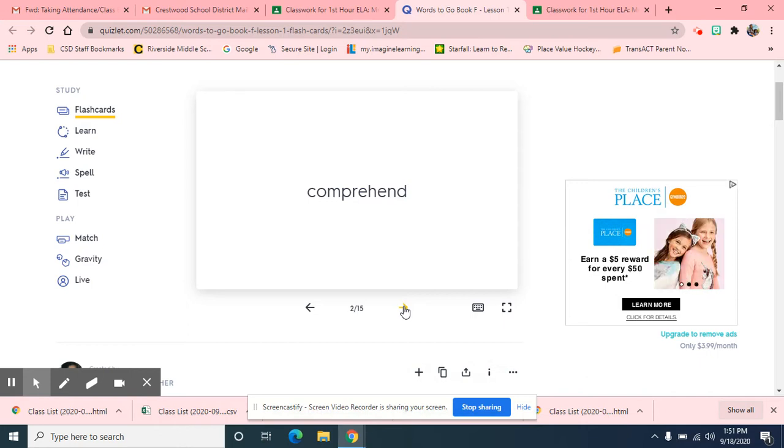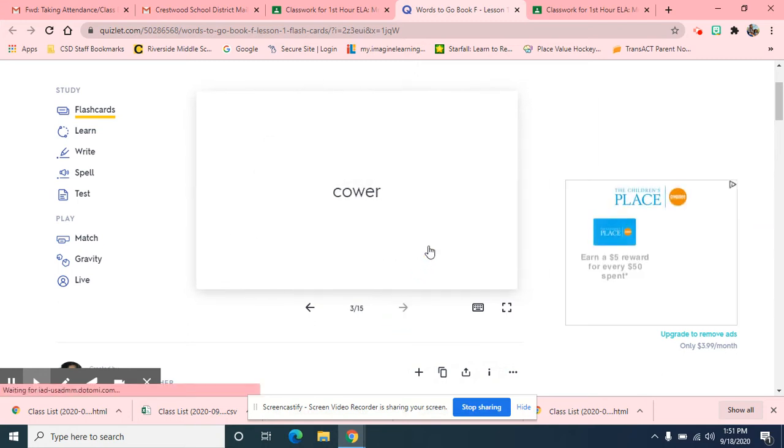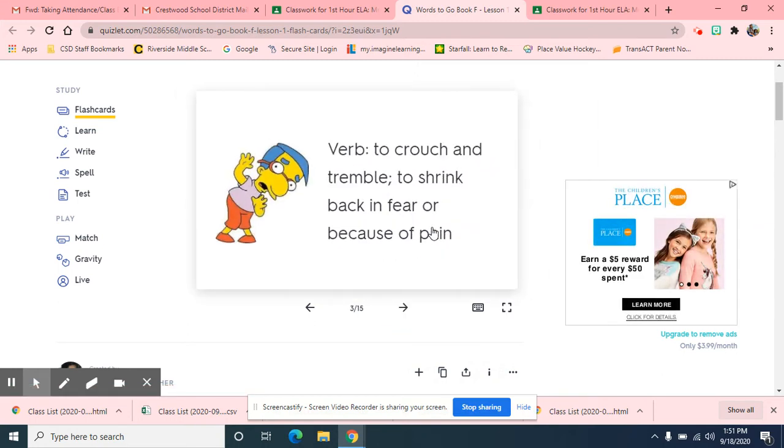Next word is comprehend. To comprehend is to understand, to fully understand, and that is a verb. Okay? I understand what my teacher is saying. I comprehend what my teacher is saying. The next word is cower. And to cower is to crouch and tremble, to shrink back in fear because of pain. So sometimes the cat could cower if she sees a stranger.